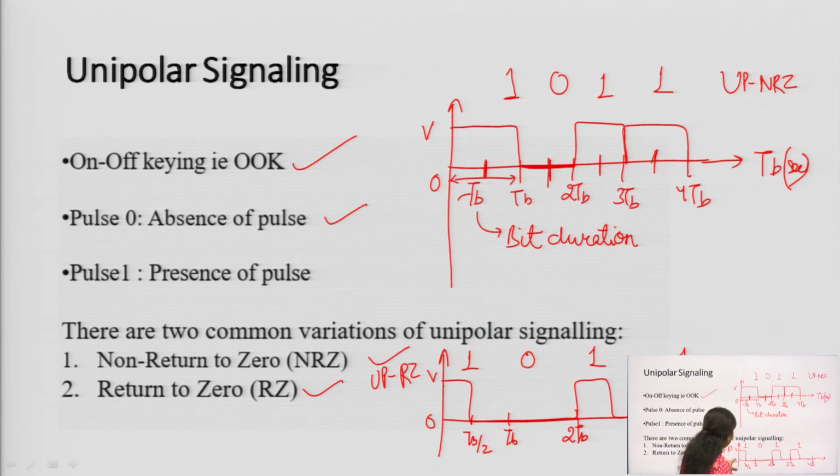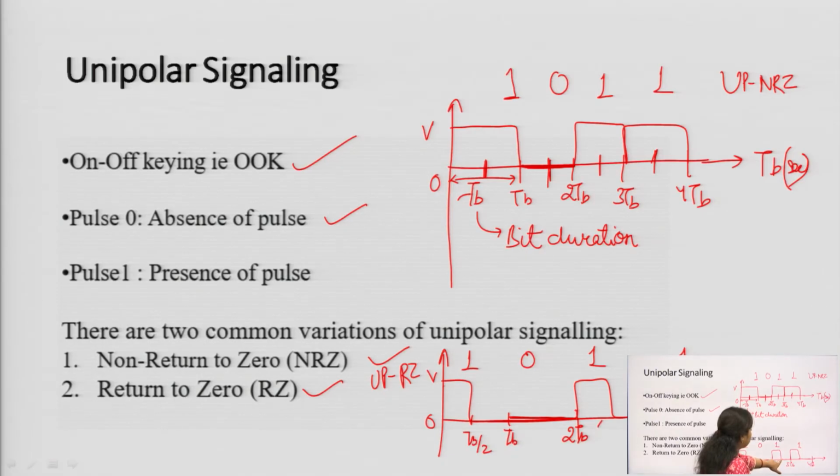Then it will return back to 0 after half bit duration, that is TB by 2. From V to this duration it will return back. So, this is TB by 2. For 0 I am not going to transfer any information. This is the main function of this unipolar criteria.